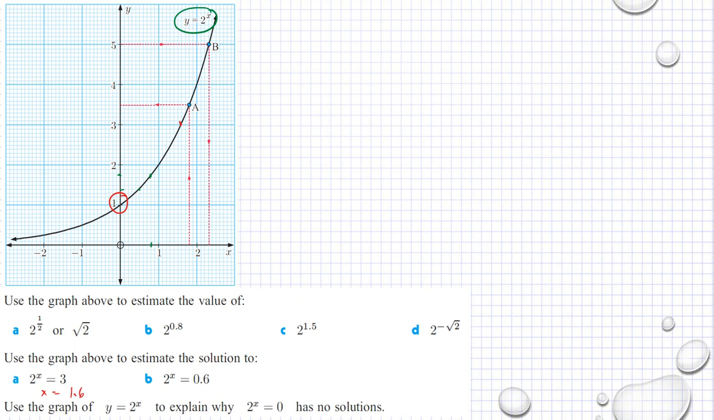0.6. 1, 2, 3, 4, 5, 6 there. 2, 3, 4, 5, 6 here. There you go. X is negative 0.8. Almost. About. But yeah, as you can see here, y is equal to 0. This is your y. So y is equal to 0. As I said, it doesn't touch 0. That's why there is no solution.